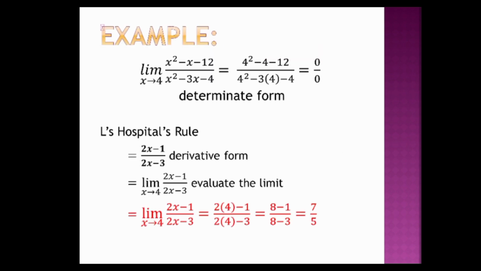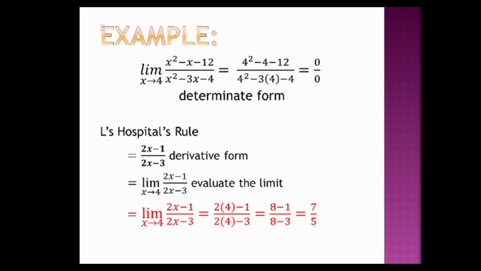We need to take the derivative and then evaluate again to find the limit of the function. For example, we have the limit of x squared minus x minus 12 over x squared minus 3x minus 4 as x approaches 4. Substituting, 4 squared minus 4 minus 12 equals 0, and 4 squared minus 3 times 4 minus 4 equals 0. So this is an indeterminate form.